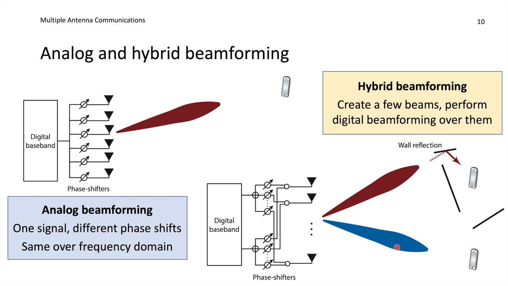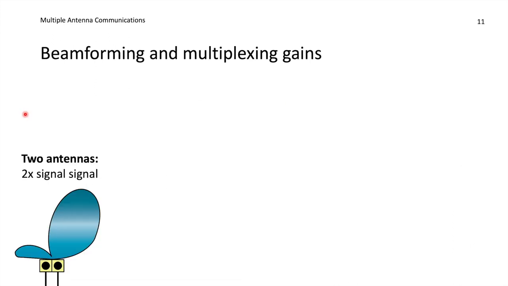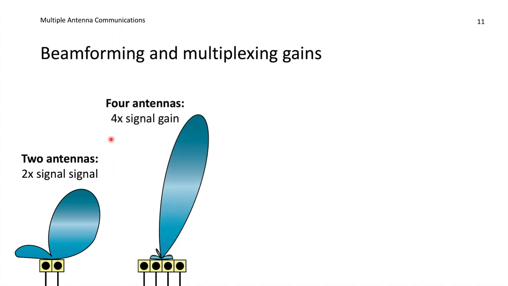When it comes to beamforming gains and multiplexing gains, there is a trade-off between these two different concepts. Say that we have two different antennas, and we are transmitting the same signal from both of the antennas, but with a certain phase shift so that we are creating a beam in a particular direction. Then by having two antennas, you get twice as strong signal in the desired direction as compared to having just one antenna. And that is the beamforming gain. If we go up and have four antennas, we get four times the signal gain in the dominant direction, and that also means that there is less energy in other directions. We have a more focused transmission.